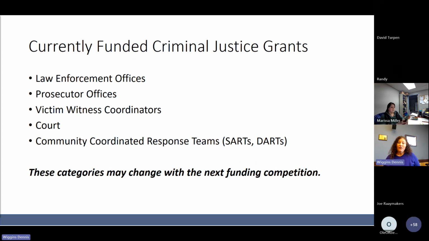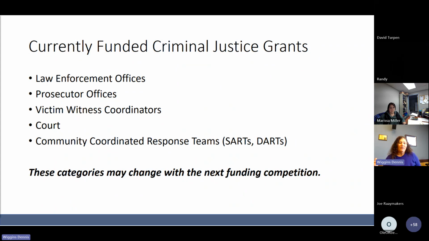So the currently funded criminal justice grants that we have are in these categories. When we release our RFP, and Dennis did a great job talking about what the RFP is, ours is very long, but it gives you all the rules. It's the roadmap. It's what you need to do. I tell people you should download it, print it, mark it up, and keep it in your file, because it is something you could refer back to later. It includes a lot of the rules and regulations about the funding sources that we have.